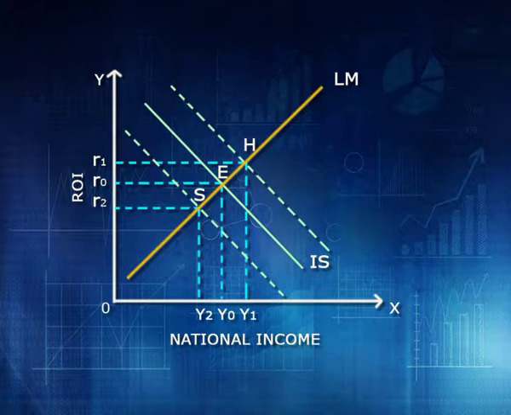Contrary to this situation, if the desire to save increases, the propensity to consume reduces. The aggregate demand curve shifts towards the left or downward, and finally the level of income will reduce at each level of rate of interest. Due to this, the IS curve shifts towards the left and the LM curve remains unchanged.